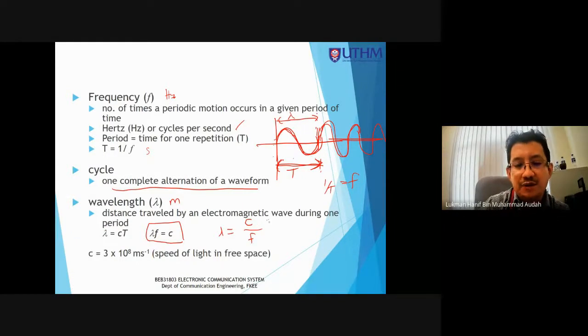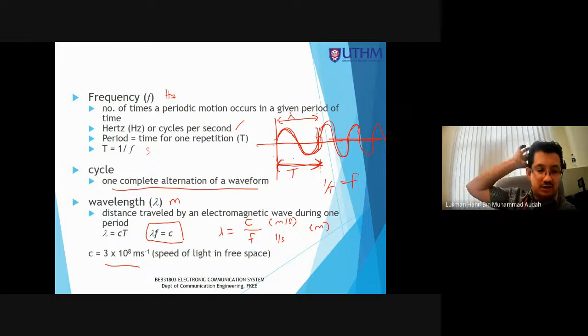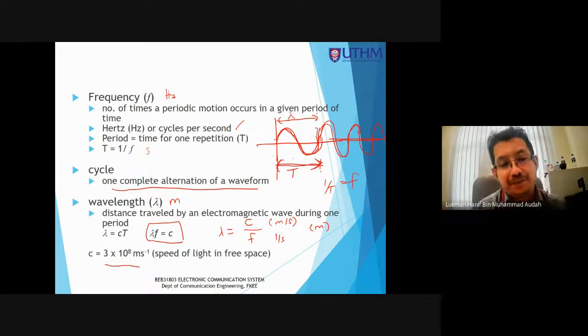Okay, speed of light in terms of meter per second. This is 1 over second. So when you do this, you're going to get lambda in terms of meter. Okay, how much is the speed of light? It is estimated as 3 times 10 to the power of 8 meter per second. Okay, ini dalam pengiraan kita boleh gunakan untuk mencari nilai lambda.